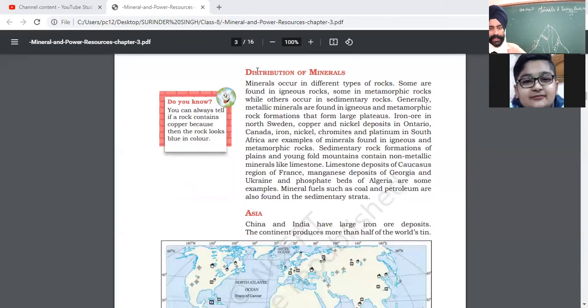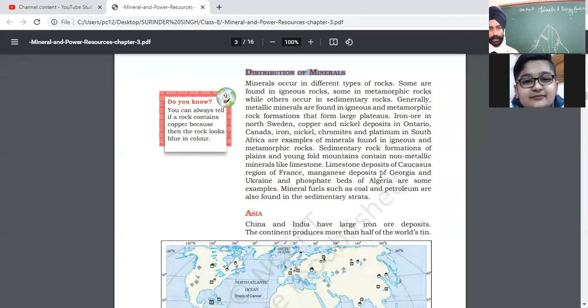Now the next is the distribution of minerals, the major minerals which are found on our earth. At first, Asia, the largest continent of the world. In Asia, China and India have the largest deposits of iron ore. China and India are known for the largest iron deposits of the world.